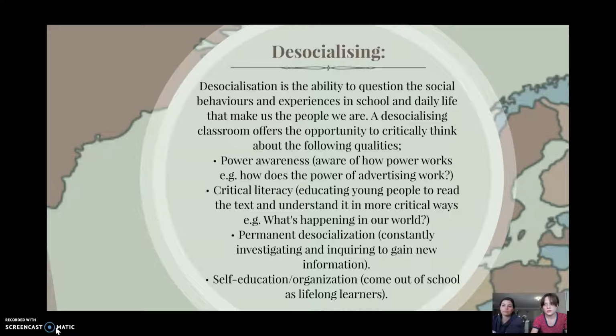A desocialising classroom offers the opportunity to critically think about the following qualities. Power awareness is when the students are aware of how power works. So, for example, how does the power of advertising work? Critical literacy is when we are educating young people to read the text and understand it in more critical ways. So, for example, what's happening in our world. Permanent desocialisation is when we are constantly investigating and inquiring to gain new information. And self-education or organisation is when students come out of school as lifelong learners.